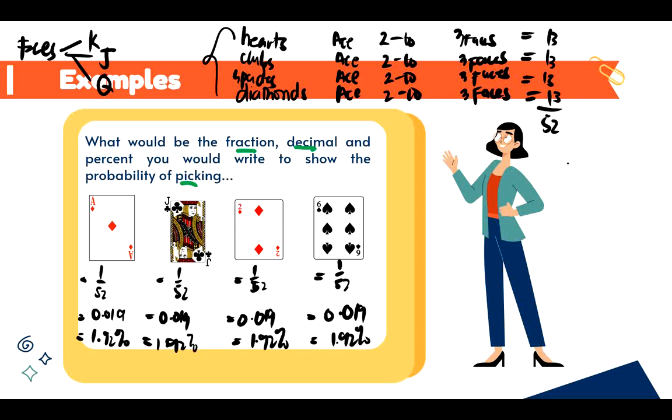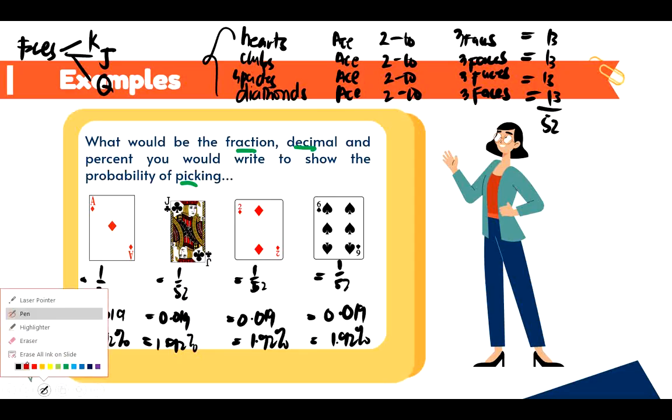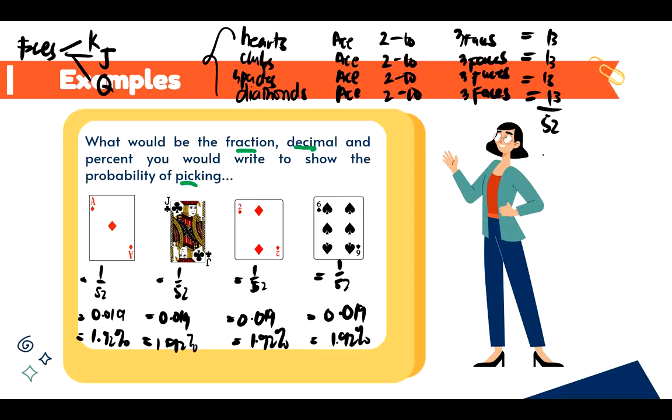Okay. Now, I have an additional question. What if what we are getting is the probability of face cards or the probability of diamonds?